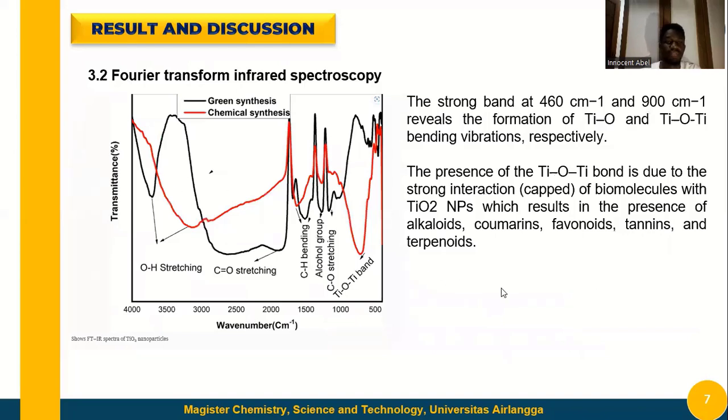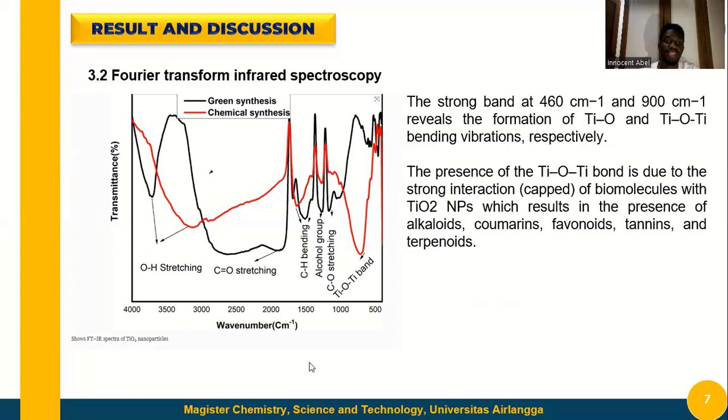So the next is FTIR. Through the FTIR, it was confirmed that there was a strong band between 460 and 900 per centimeter, which confirms the availability of titanium-oxygen and titanium oxide vibrations. The presence of this band is due to the strong interaction of the capped nanoparticles with the biomolecules, which results in the presence of alkaloids, coumarins, flavonoids, tannins, and terpenoids.